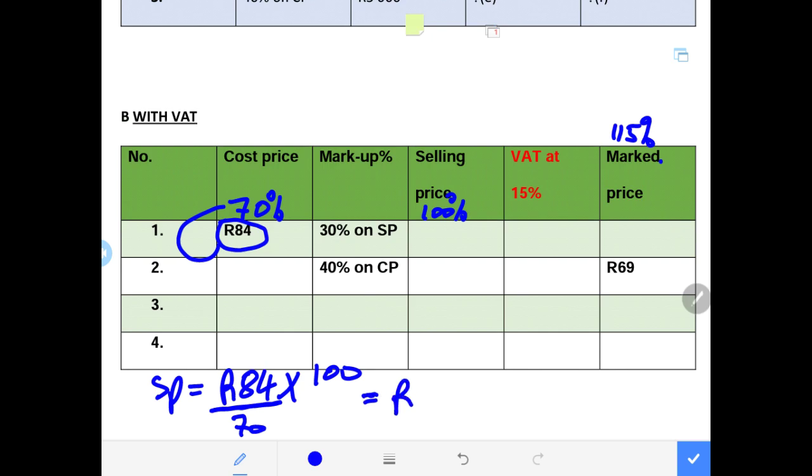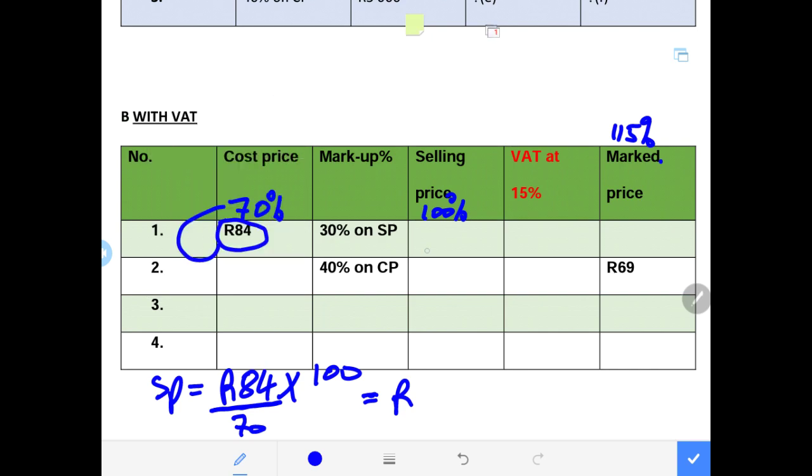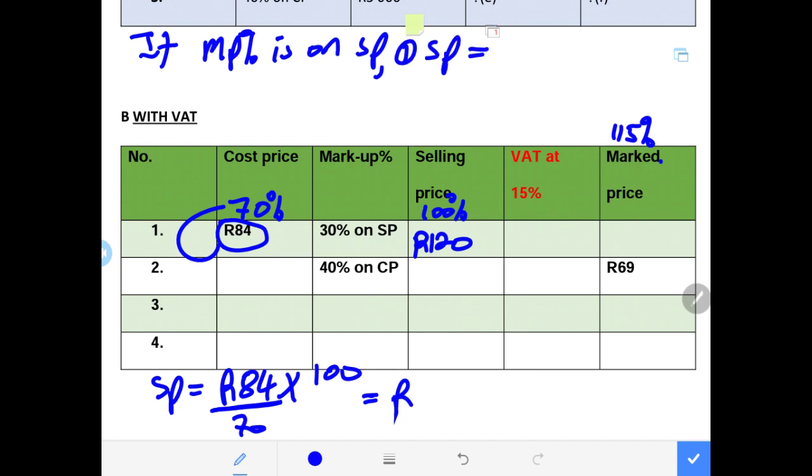And again, remember our golden rule. Previously I did not call it a golden rule. 84 divided by 70 times 100. This will give us 120 Rand. So our selling price is 120 Rand. Remember, our golden rule says if markup percentage is on selling price, therefore scenario number 1, selling price is equal to 100%. That is why we multiply by 100.